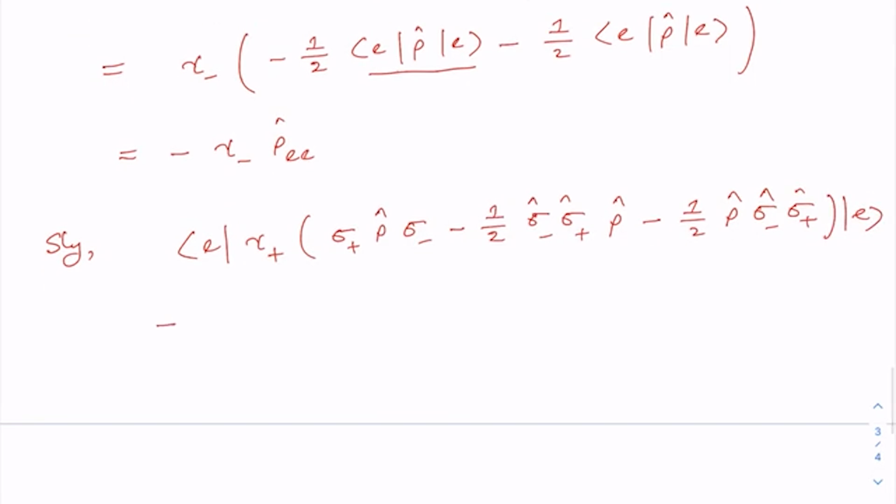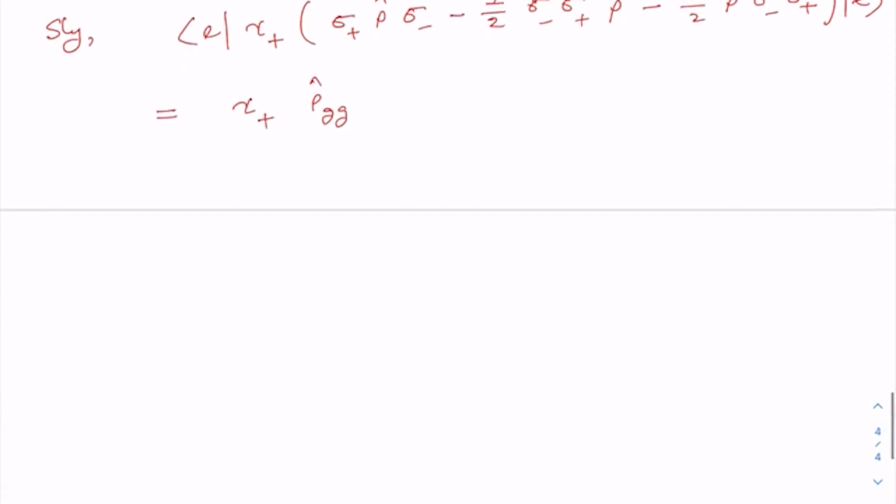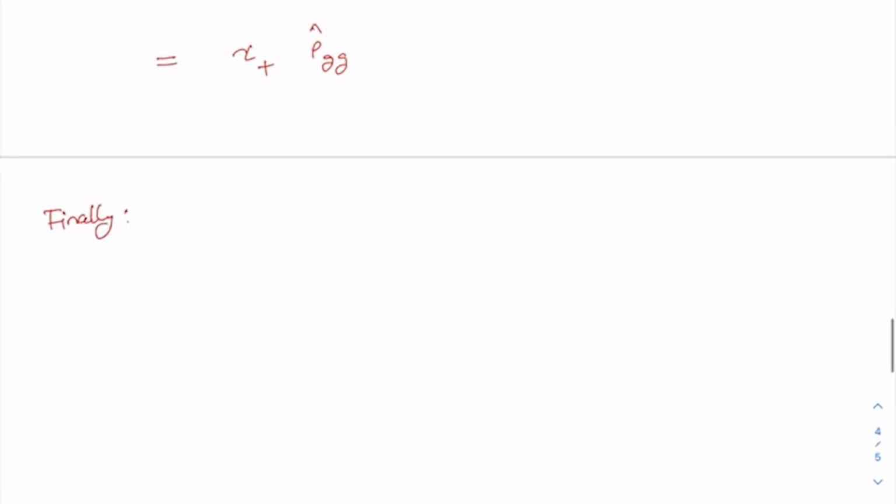And if you work it out, please do that, you will immediately get gamma plus rho zz. So finally we are left with the pure term with the pure dephasing, and that is E 2 gamma phi, we have E rho E.